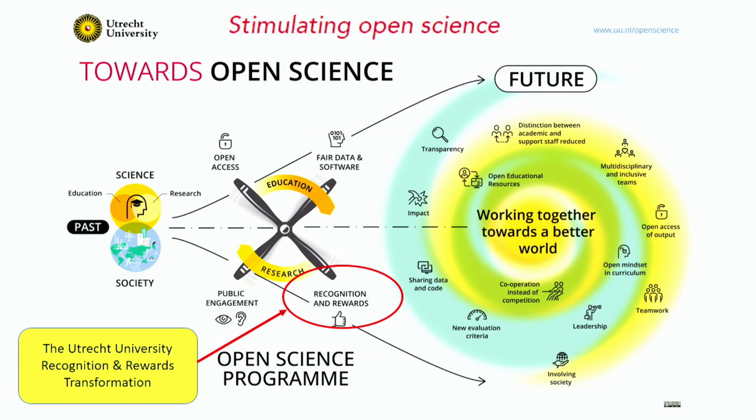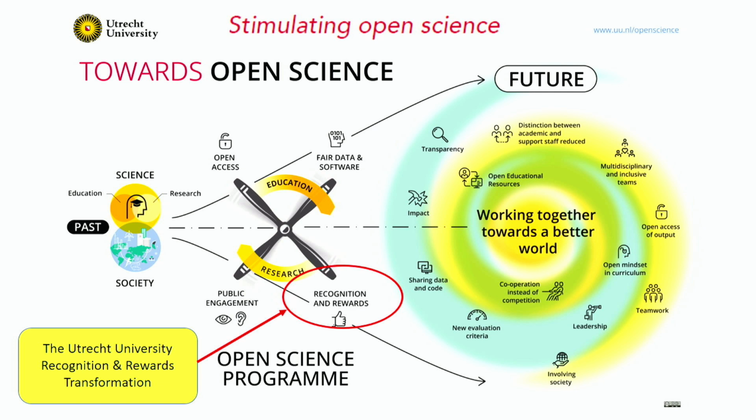If we go to Utrecht University, recognition and rewards is part of the Open Science program that started in 2018. And our program, the Open Science program in itself, consists of five domains: public engagement, recognition and rewards, open access, FAIR data and software, and open education. And what we try to do is work together towards a better world, and we are very much focused on the big societal challenges that we're confronted with.